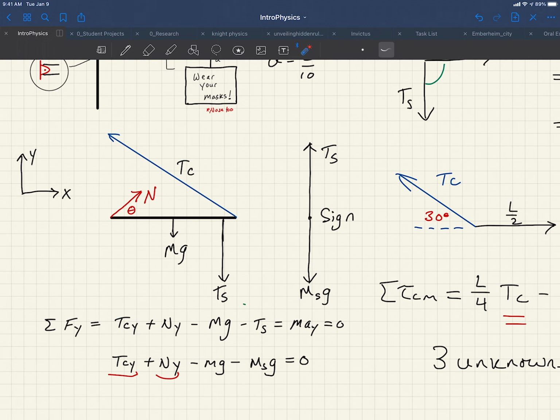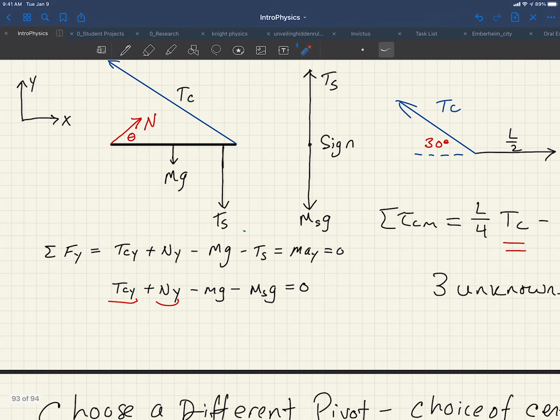So then we get that TCY, which is the tension of the cable Y component, all adds up to 0. And when you look at that, you say, okay, am I done? Did I find TC? Well, not yet, because what do we have? We've got one equation here, and we have two unknown variables. And as you know, you can't solve two unknown variables with one equation.